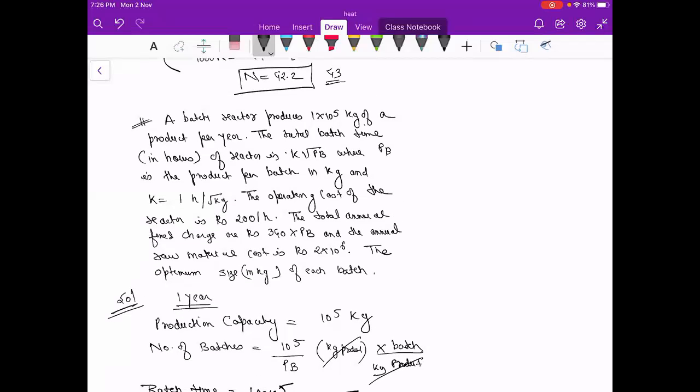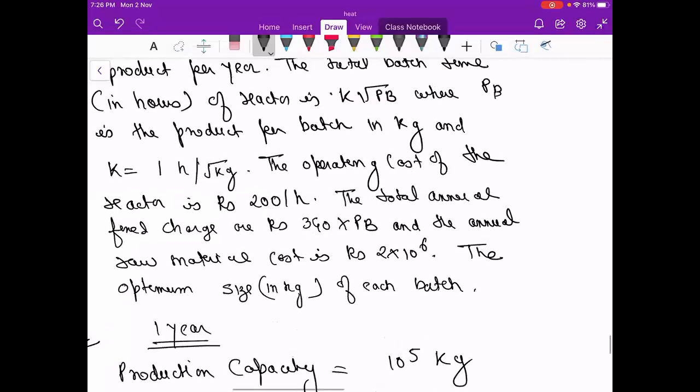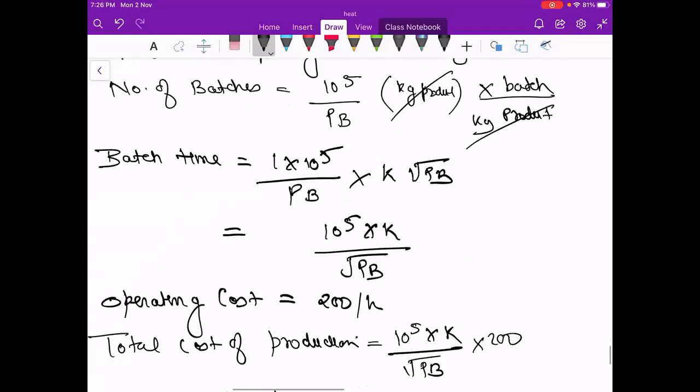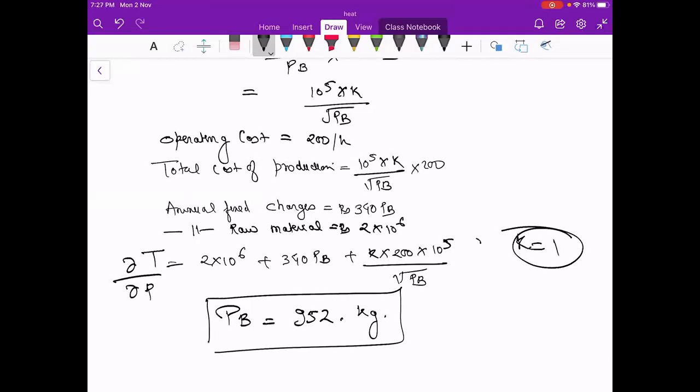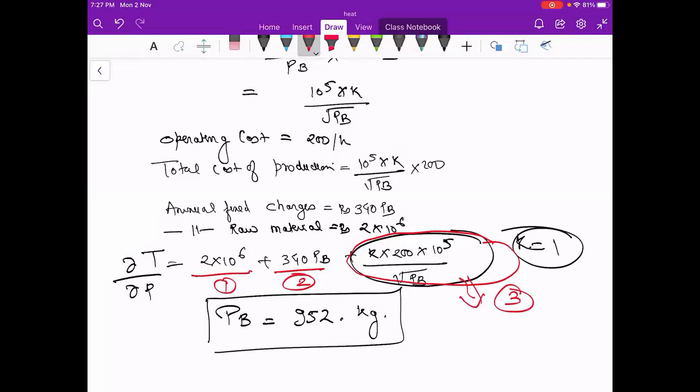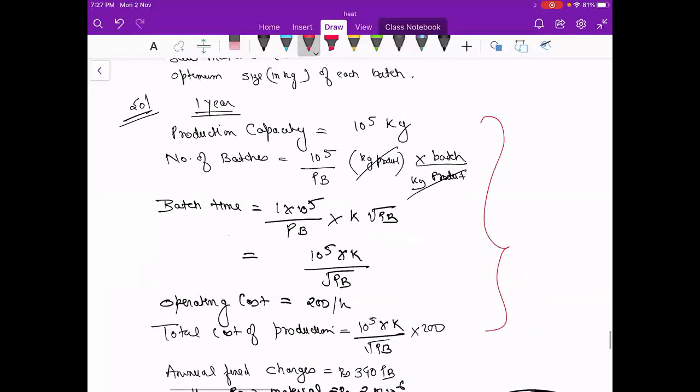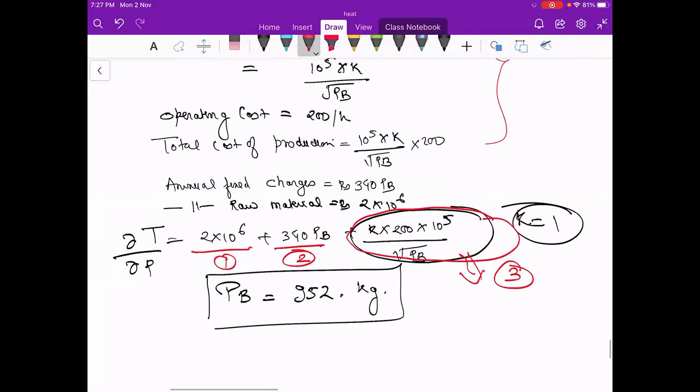See, 340 PB per cycle is given in the question. The total annual fixed charges are 340 PB. Everything is given except the total cost of production, which we have to calculate. This is directly given, first part. This is directly given, second part. This third part we have to calculate, and for that we have to do so much calculation. So this is a similar question to the diameter one which we have done, and both are GATE questions.